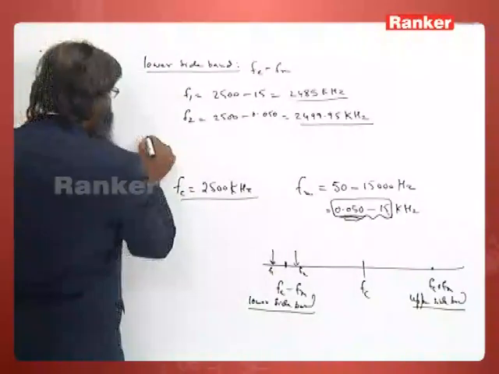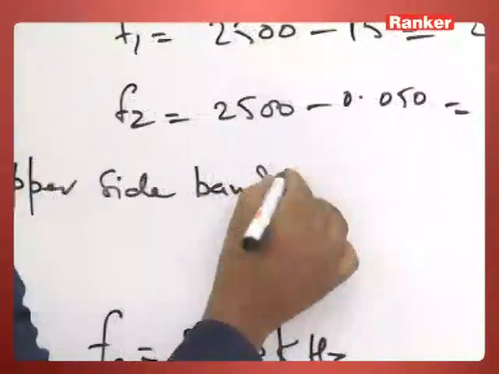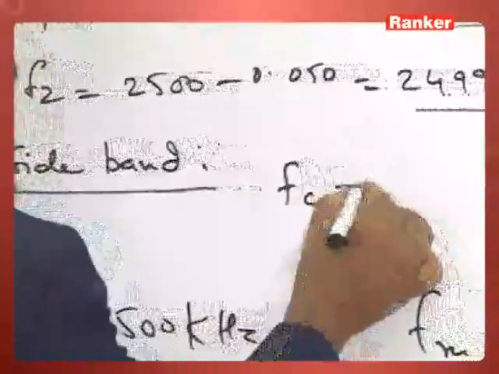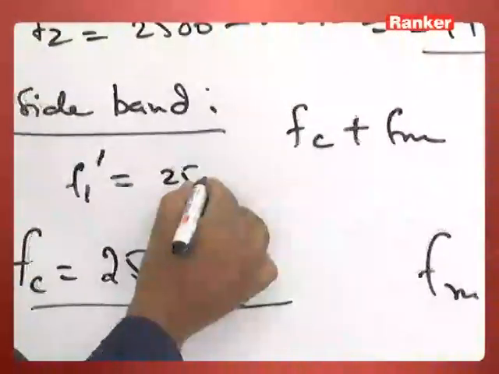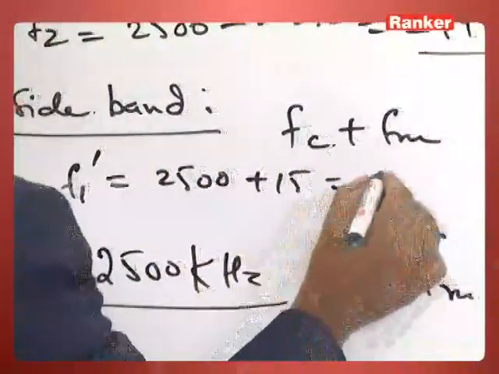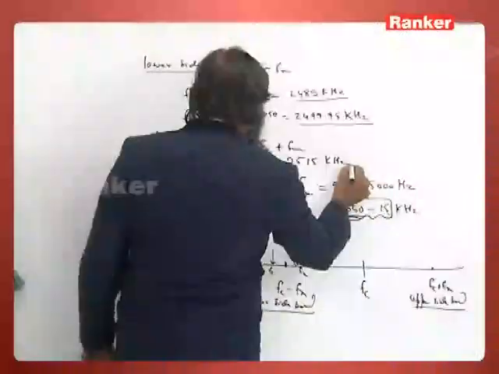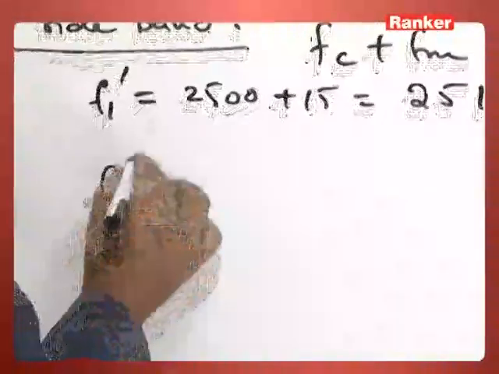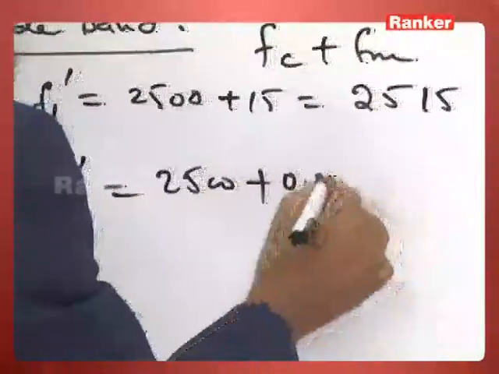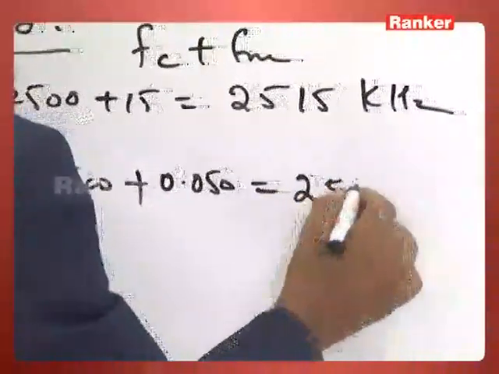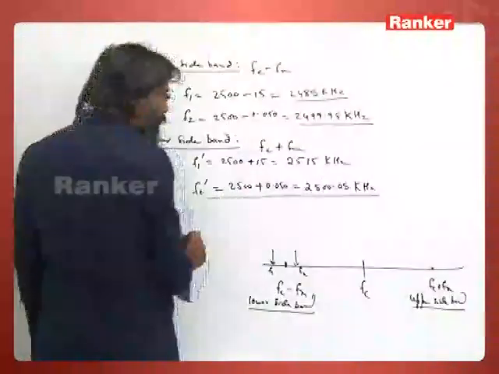Now let us calculate the upper sideband. The upper sideband is given by FC plus the modulating frequency. So F1 dash is 2500 plus 15, that is 2515 kilohertz, and F2 dash is given as 2500 plus 0.050, that is 2500.05 kilohertz. This is F2 dash.